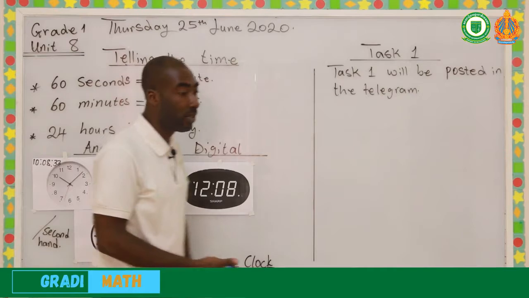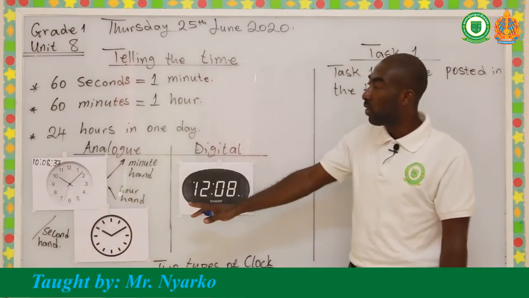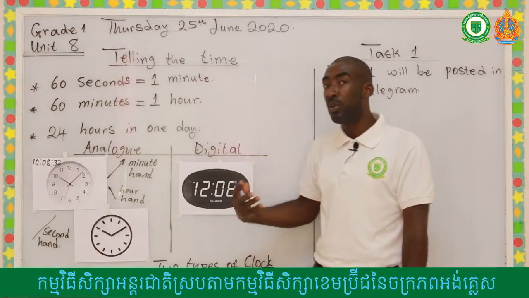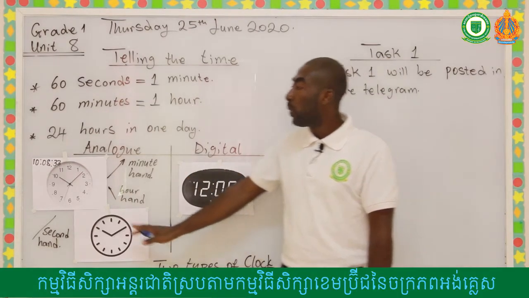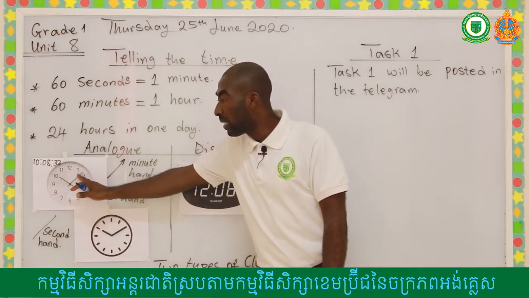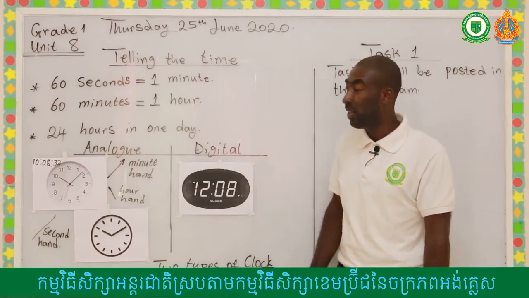Okay, very good. So whenever you are dealing with the analog, which is the most complicated or difficult one to tell the time, please look at your hour hand, your minute hand, and then give the time. Is that all right? Very good.